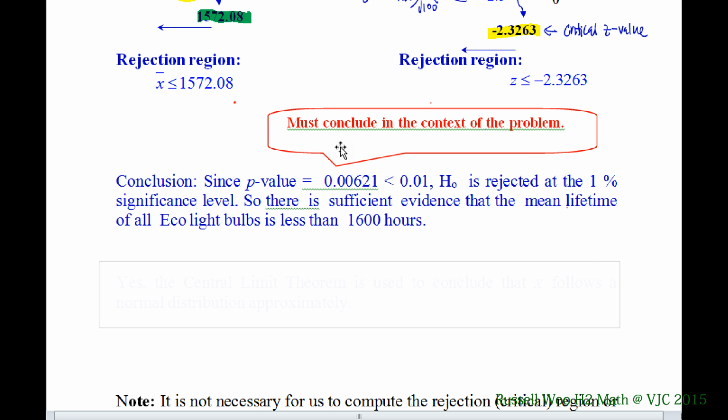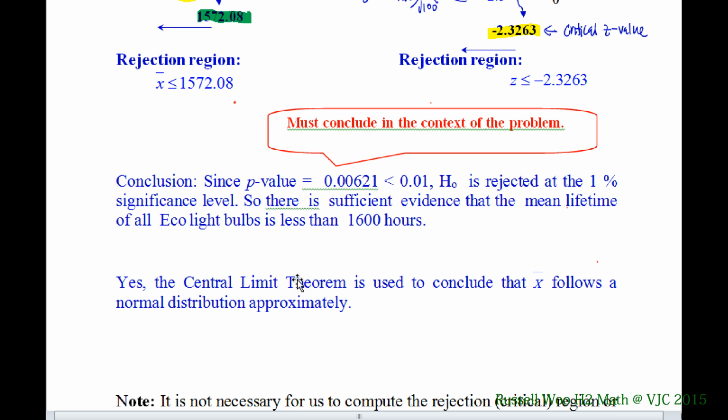The question also asks one thing. If you read the question on the previous page, page 9, it asks you to state if the central limit theorem is used in testing this hypothesis. Actually, the answer is out, right? Did we use the central limit theorem? Yes, we did. Actually, quite dumb, I shouldn't let you copy this. Yes, we use the central limit theorem. Just now I rewrote it, right?